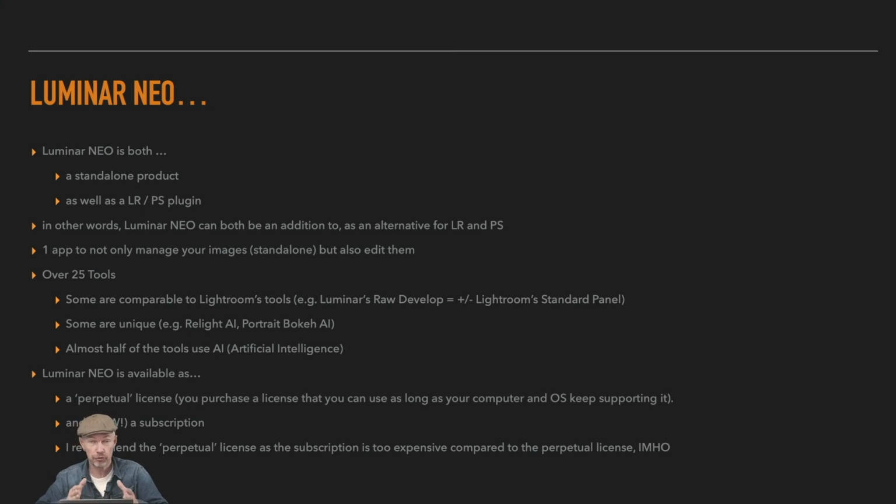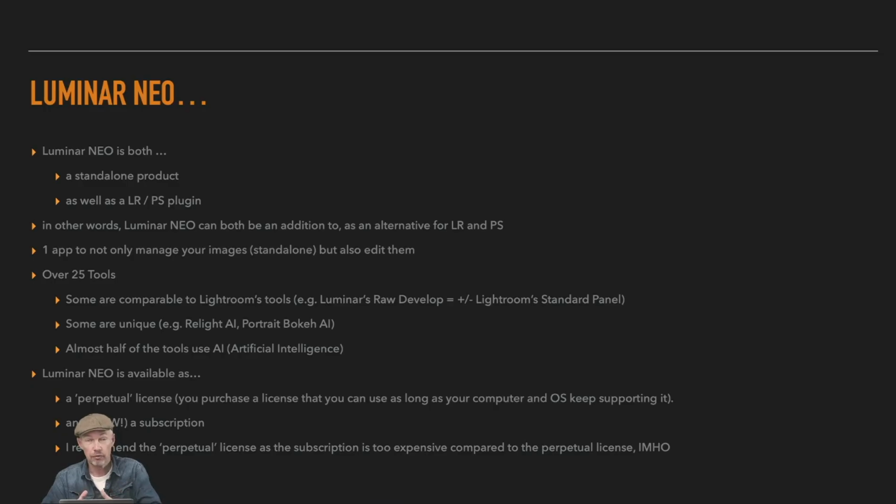And about half of those 25 tools use artificial intelligence features to quickly speed up things that would otherwise be very time consuming in terms of editing. And I'll show you a couple of examples of that tonight. Okay, then Neo is available as a perpetual license, so the classical license where you just purchase the software and then you can continue to use it until basically your computer refuses to support it anymore because you did an upgrade.